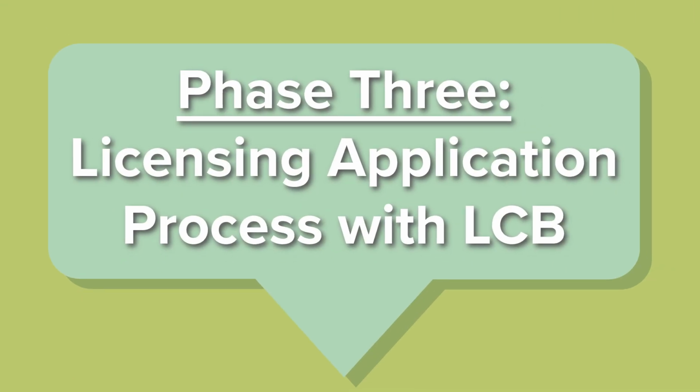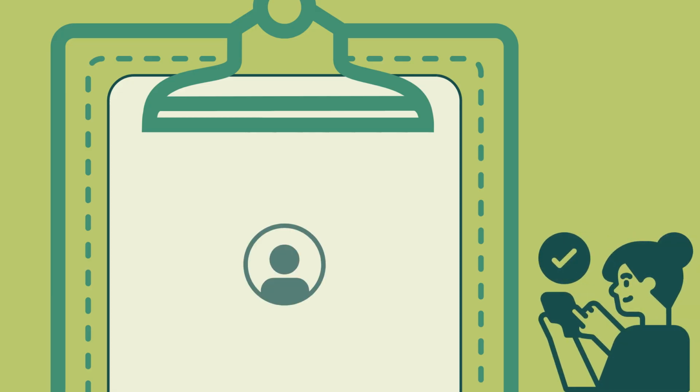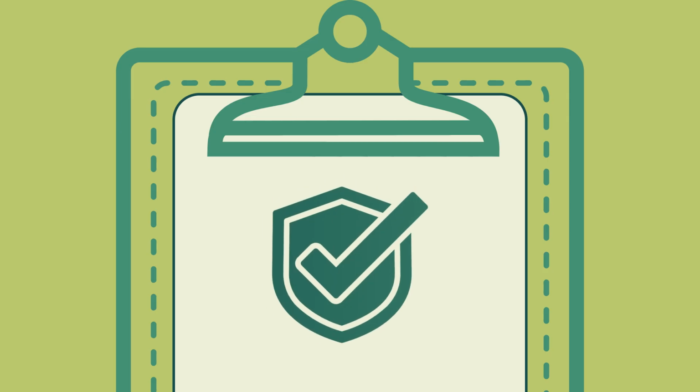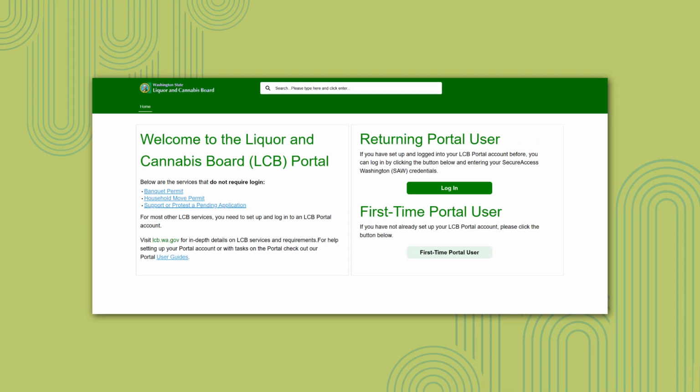Phase 3, licensing application process with LCB. Once your application is received by the LCB, the social equity team will verify the people on your application are the same as those listed as the 51% ownership scored by the third-party contractor. After your application is verified, the social equity team will make initial contact to get you connected to the LCB's portal and discuss the licensing process.